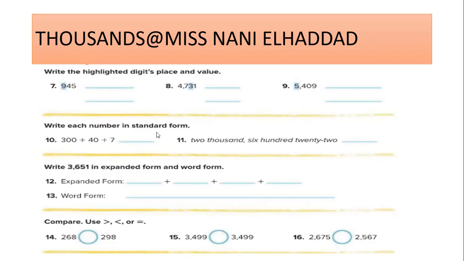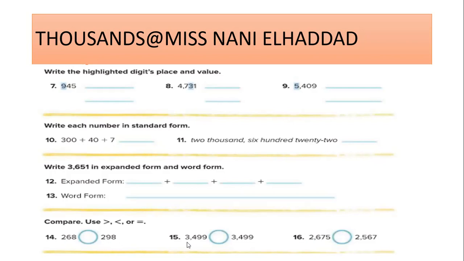Okay, write each number in standard form. I want you to write it in standard form, and to write this also in standard form, 2622. Write 3651 in expanded form and in word form. And compare 268 and 298. Okay, so how do I compare? I look from the left side, the hundreds. The hundreds are the same, 2 is like 2. 6 and 9, which is bigger? 9, so 298 is bigger.